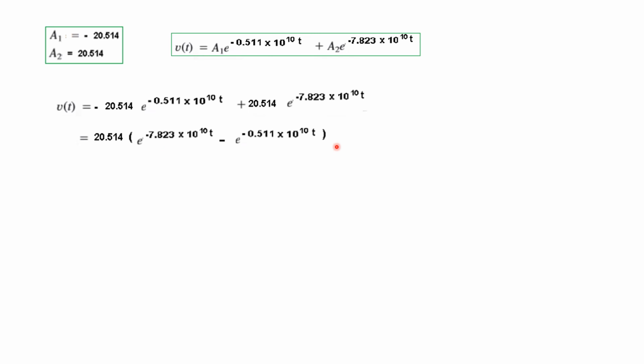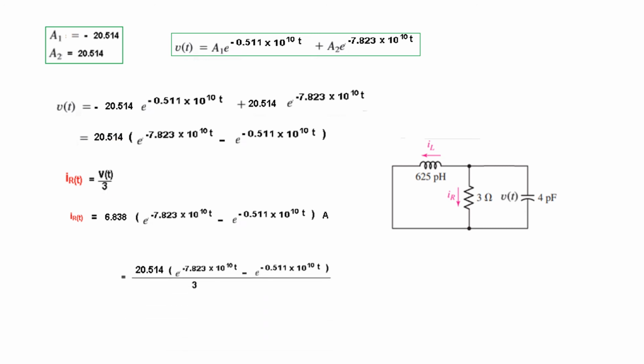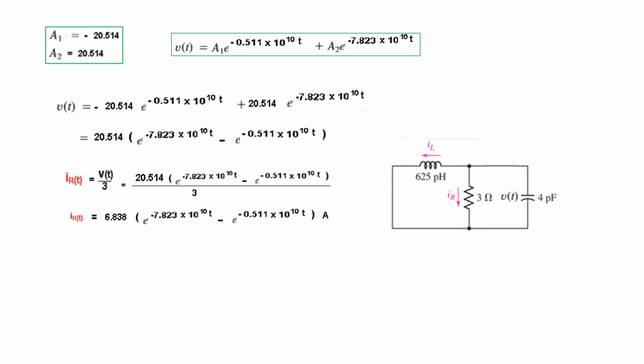So we have found Vt, but the question is asking for IR. IR is Vt, which is also the same voltage, divided by the resistance 3. So IR(t) is Vt over 3. We know Vt and we have 3. So dividing this by 3, this is our final answer.